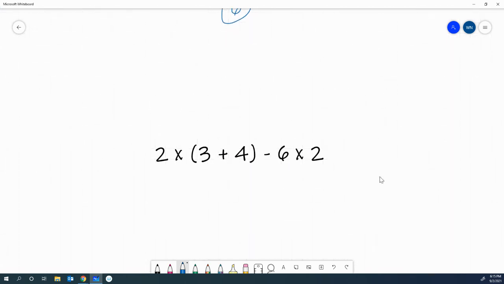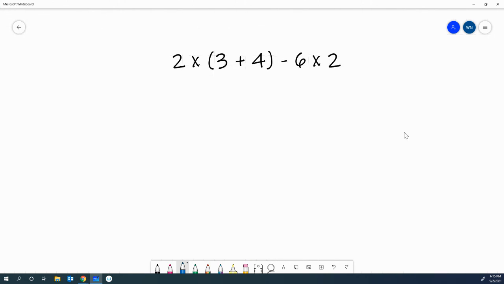Let's look at another one. Ooh, now we've got a challenging one. First things first, I want you to tell me what the first step is going to be. All right, you should have said parentheses first. Always, we're going to do our parentheses first. Let's go ahead. I'm going to underline my parentheses. 3 plus 4 is 7. I'm going to bring everything else down. So I'm going to bring my 2 times down, bring my parentheses down, minus 6 times 2.